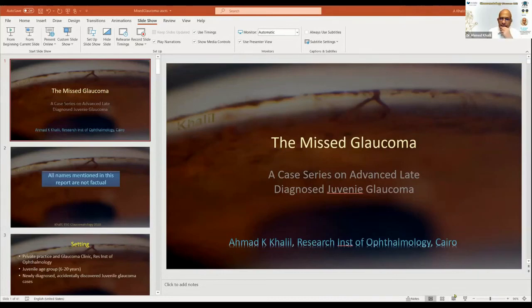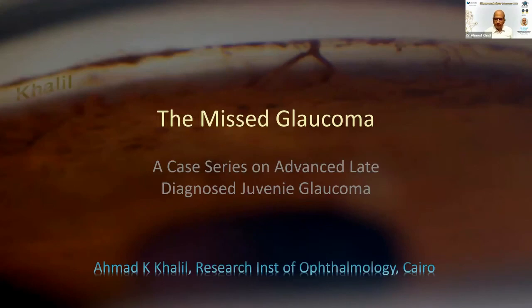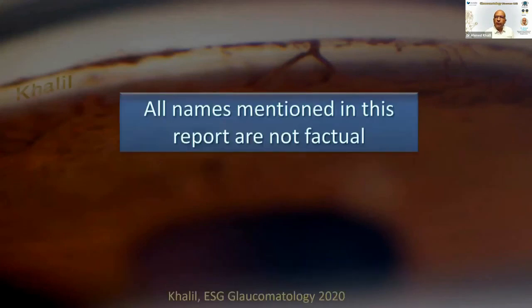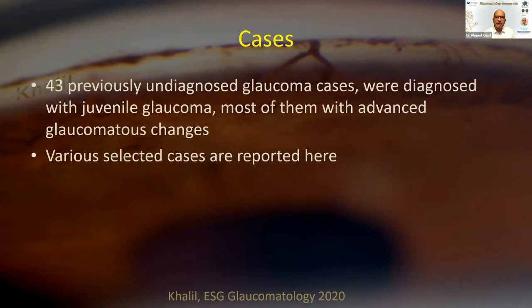As I rang an important bell of absolutely avoiding alpha agonist eye drops in these children, this is another bell about missed glaucoma: a case series of advanced, late diagnosed juvenile glaucoma. All names mentioned in the study are not factual. They are based on private practice and the glaucoma clinic at the Research Institute of Ophthalmology, in juvenile age groups between 6 and 20 years, newly diagnosed, accidentally discovered juvenile glaucoma cases. Various selected cases are reported here.